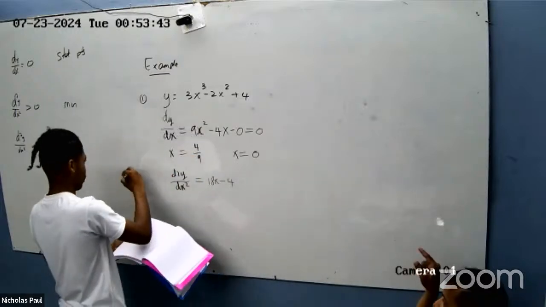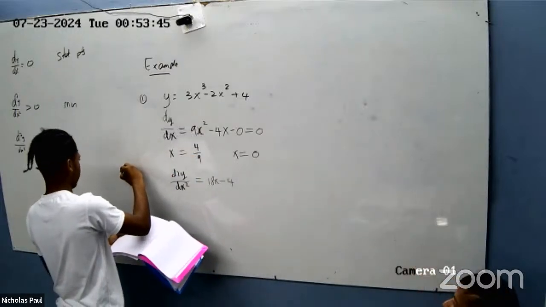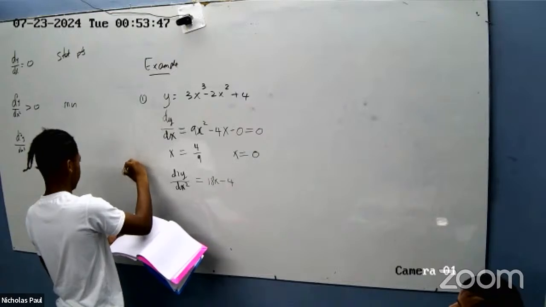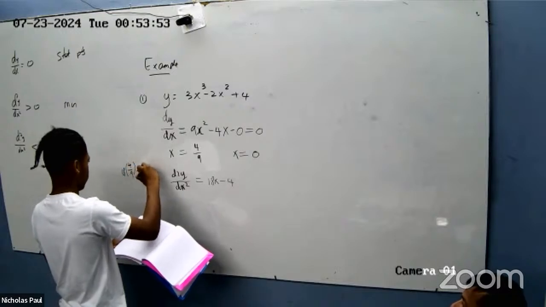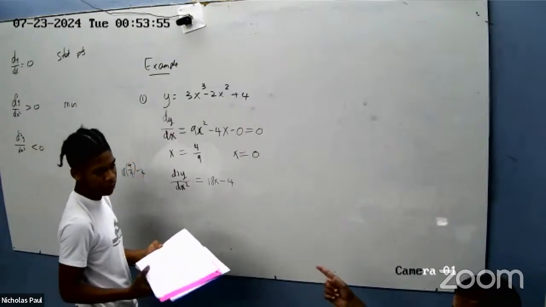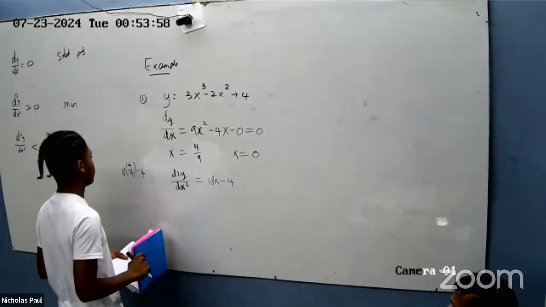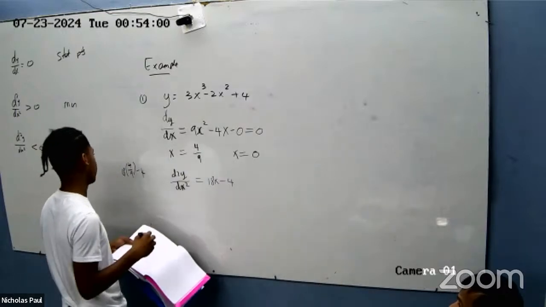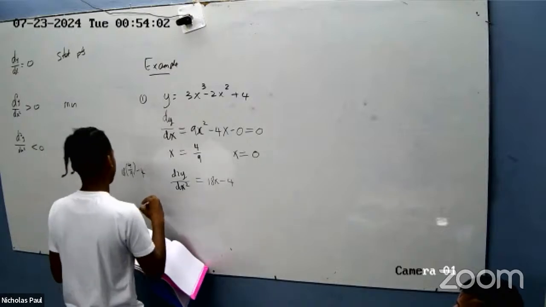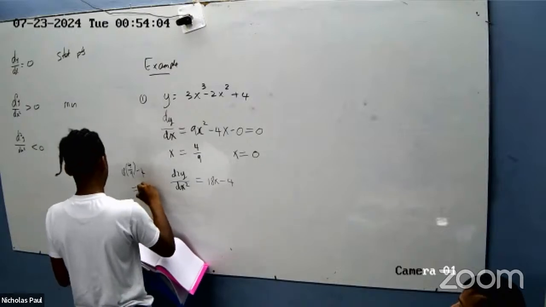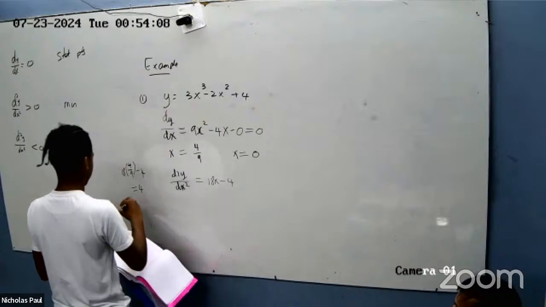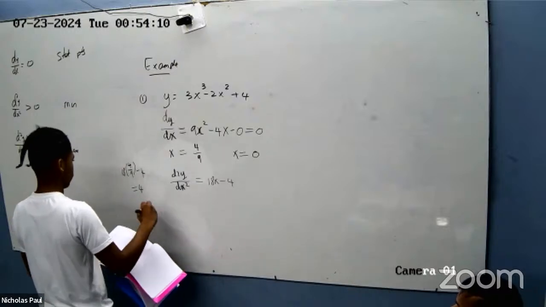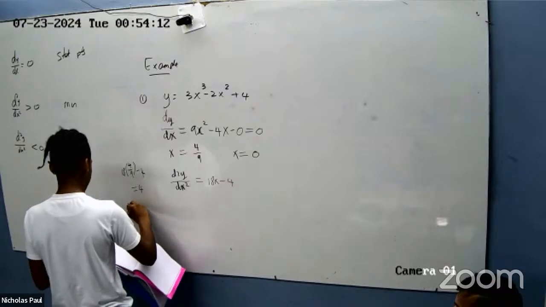My next is 4/9. You can do it here. 9 times 4 over 9 is 4, and 9 and 18 is how much? 9 times 2 times 4/9 is minus 4. So when x is 4/9, d²y/dx² is more than 0.